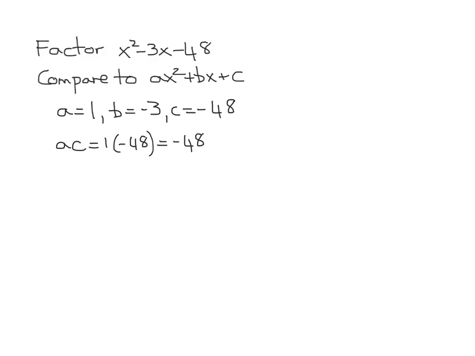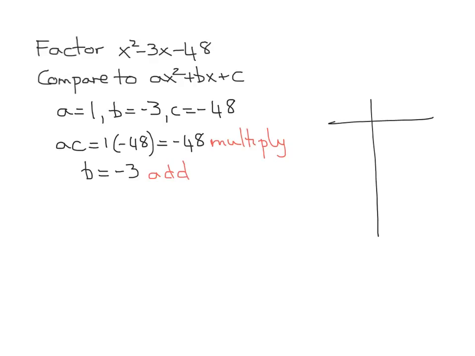So this is one of the easier types of factoring problems since my leading coefficient is 1. But I need two numbers that are going to multiply to negative 48, and then remember b is negative 3, and they're going to add to negative 3. So what we're going to do is be very, very systematic about it so we don't lose any combinations.